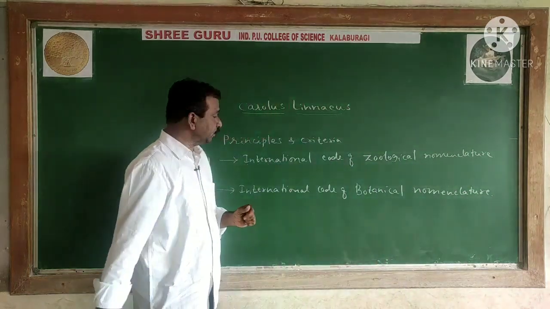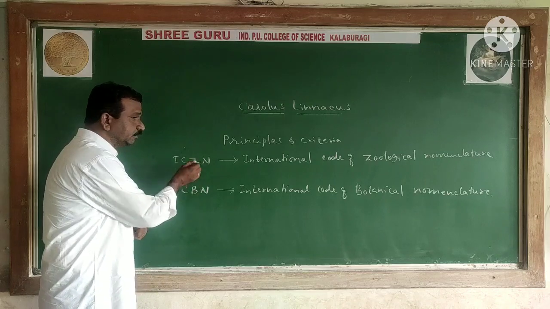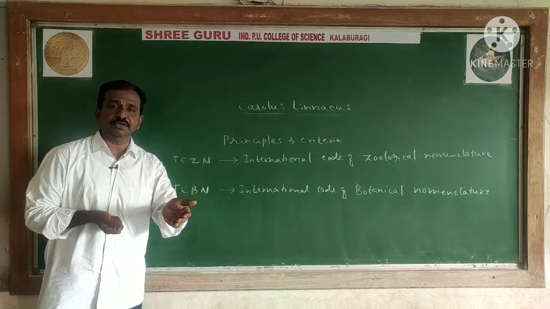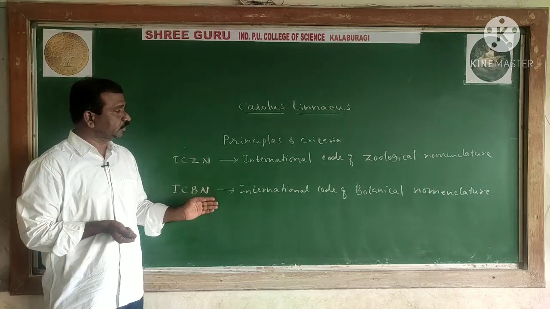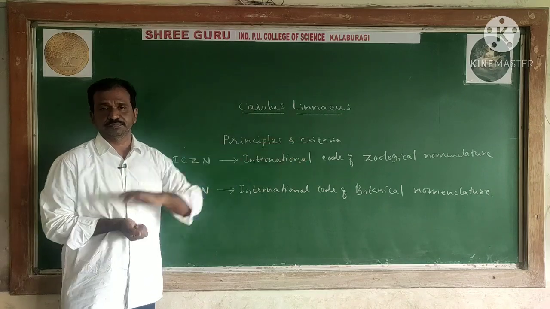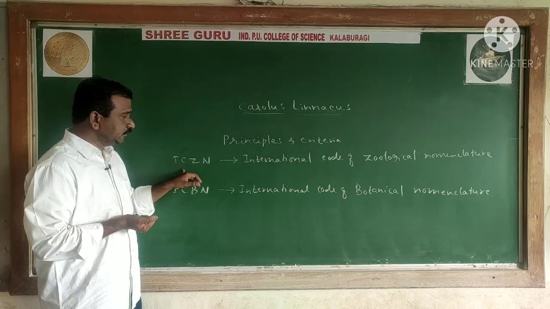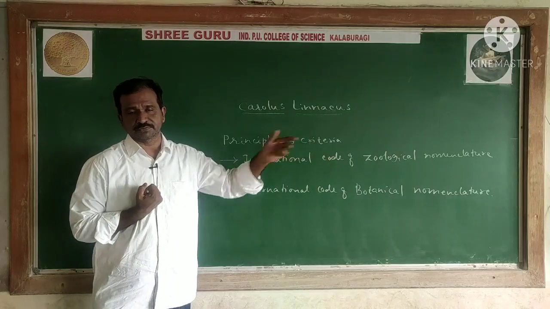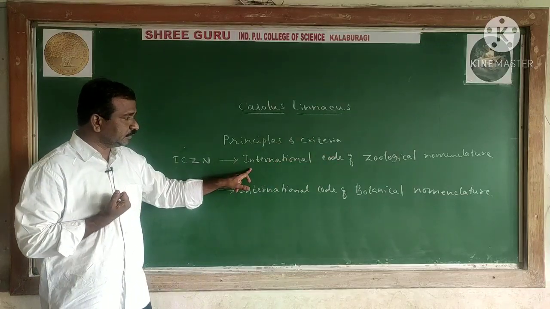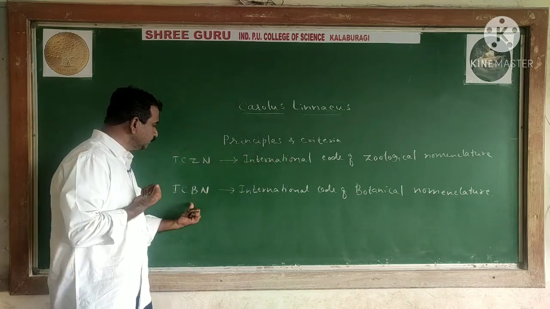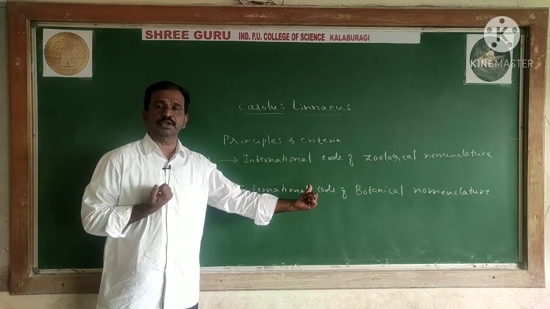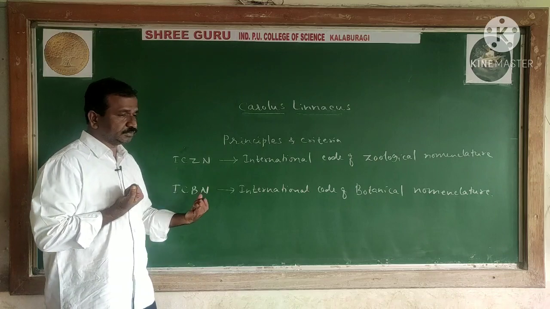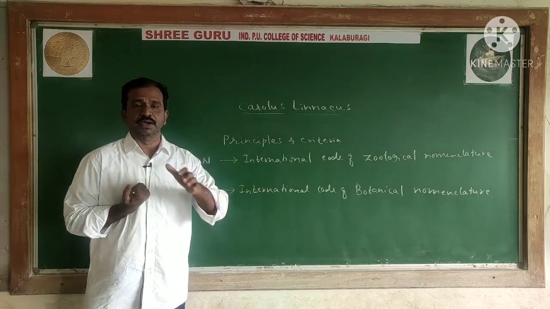So these two, ICZN and ICBN, start giving the scientific names to the plants as well as animals based on certain principles and criteria. ICZN, International Code of Zoological Nomenclature, Zoology, Animals. So they give scientific names to the animals. ICBN, International Code of Botanical Nomenclature, means these give scientific names to the plants.